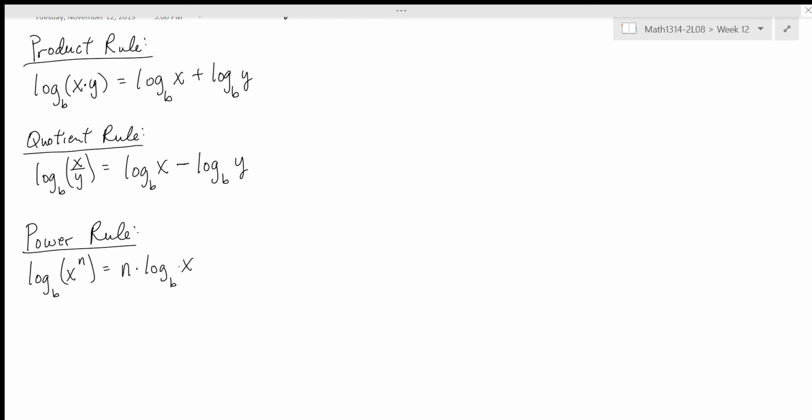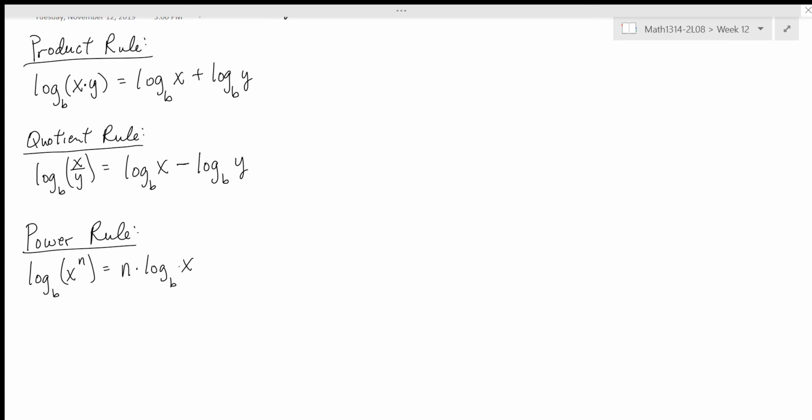Okay, so again, just a brief overview. The product rule says that multiplication turns into addition. The quotient rule says that a fraction turns into subtraction. And the power rule is like the Price is Right. Look at the exponent. He gets to come on down to the front, right? You're the next contestant on the power rule.